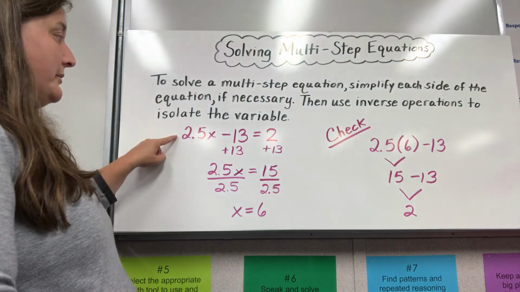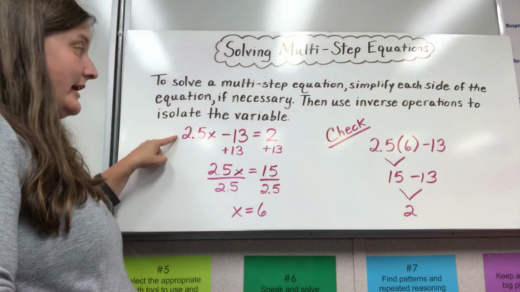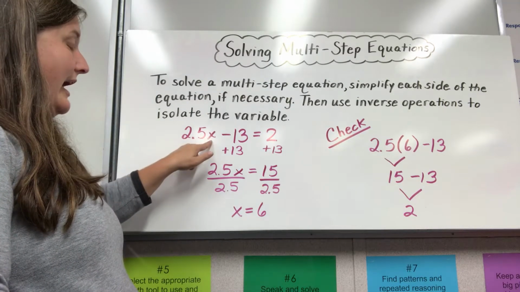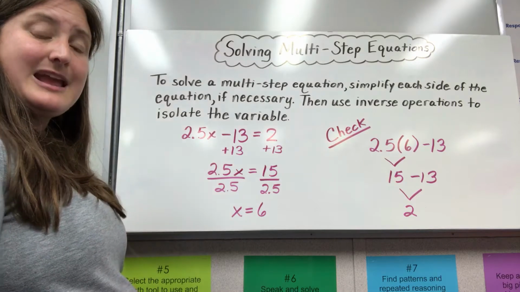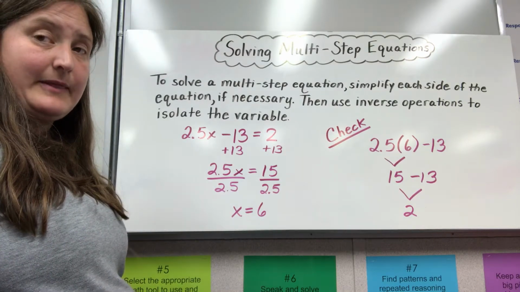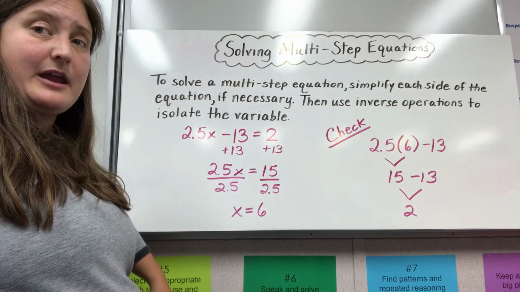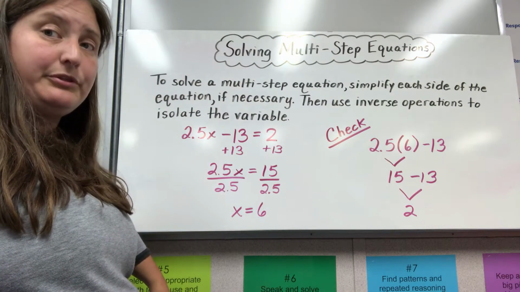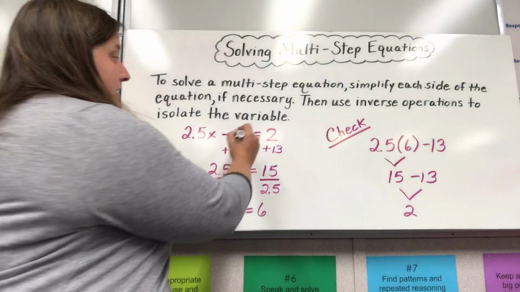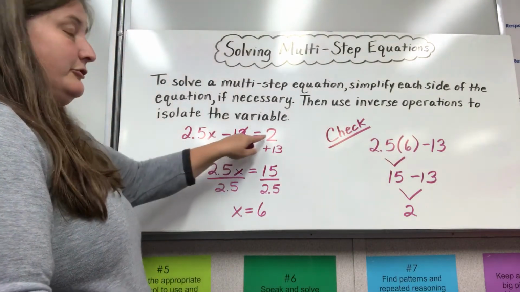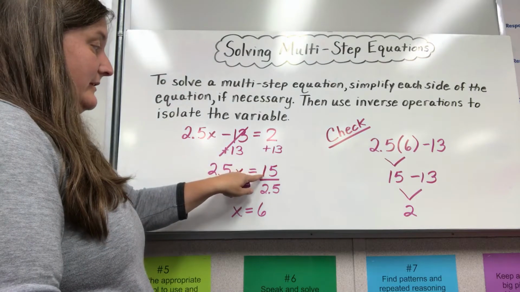So here our original equation is 2 and 5/10 x minus 13 equals 2. In order to solve for x, I'm first going to get rid of any adding and subtracting that's in that problem. So I see a subtract 13. To get rid of that, I'm going to add 13 to both sides of the equation. Here it cancels out, and I'm left with 2 and 5/10 x. 2 plus 13 gives me 15.